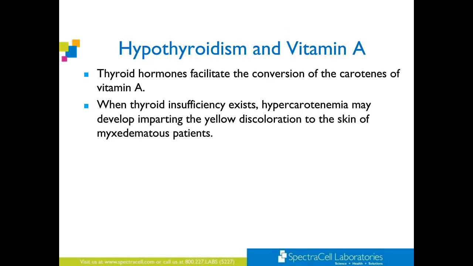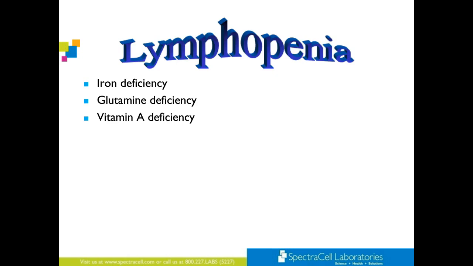So vitamin A, as I mentioned, is one of the nutrients that can actually cause a low white blood cell count, specifically a white blood cell that we'll talk about in a second. But you can see how thyroid comes into play. Thyroid function actually facilitates the conversion of the carotenoids into vitamin A. So if a person has hypothyroidism, they don't do that conversion well, and the person may have a vitamin A deficiency.